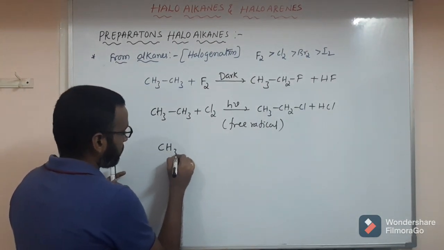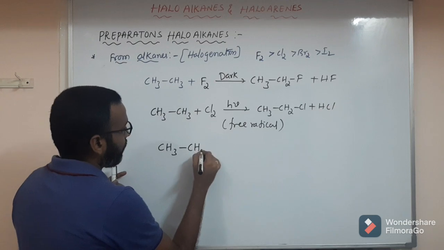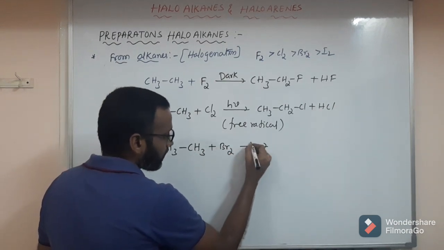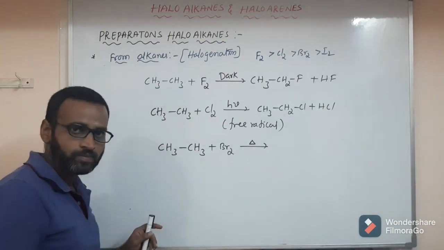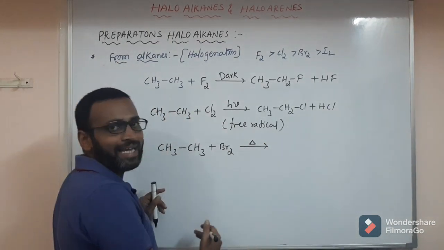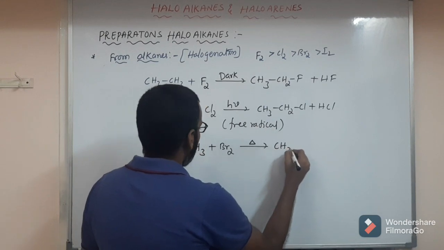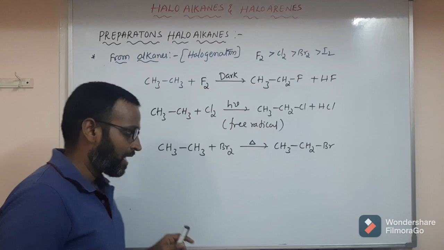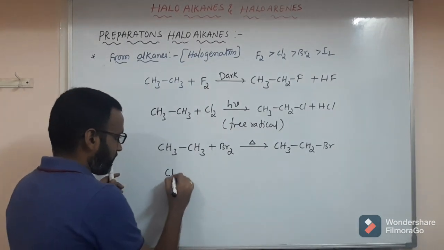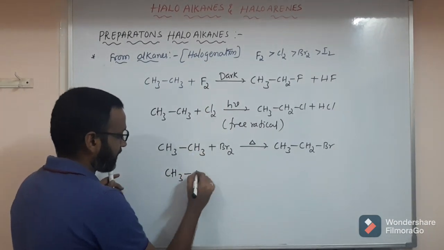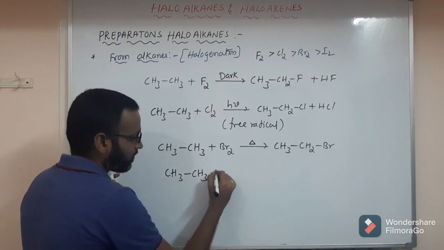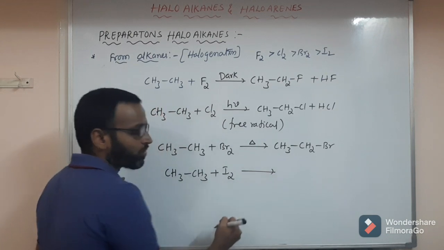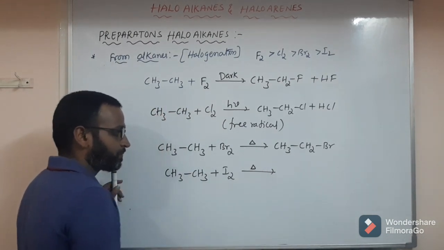And with bromine, if you see the next reaction, ethane reacting with bromine, what is required here? Some heating is required. It's less reactive. Here what you get is CH3CH2Br. And if you use iodine instead of the remaining halogens, CH3 single bond CH3 with I2, some catalyst is also required. Heating is required.